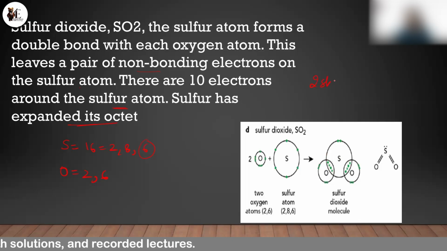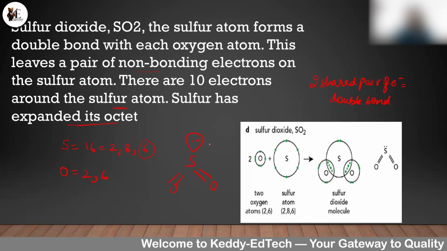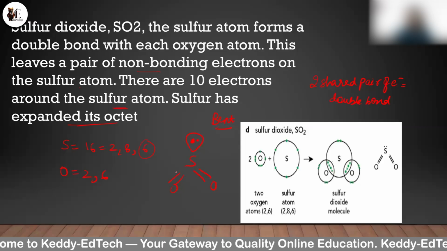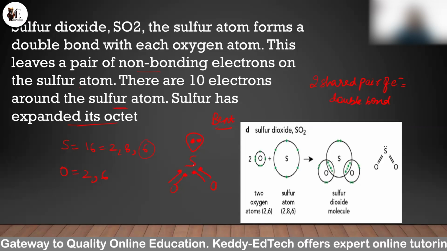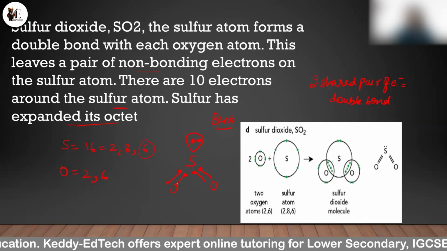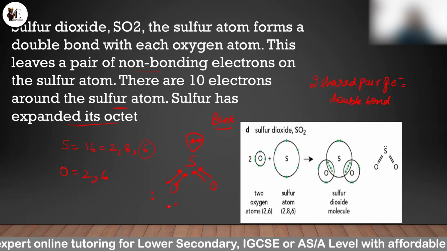And as I already told you, if you have 2 shared pairs of electrons, then it is a double bond. 2 shared pairs of electrons means that a double bond is formed between sulfur and oxygen. So in SO2, the shape is something like this. There is one unshared pair of electrons, or lone pair. So the shape is bent for SO2, and the electrons you can count like this: 1, 2, 3, 4, 5, and 6. So 6 electrons around sulfur, and oxygen has completed its octet. 2 electrons are there, and 1, 2 shared pairs of 2 electrons are there, unshared pair of electrons.